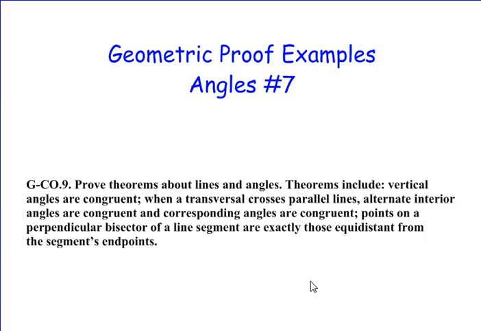Once again, we're going to do another example of a proof involving angles. And this one we're going to also look at some things with bisectors of angles, which we haven't done a lot with yet. These are some good proofs to consider involving parallel lines as well.